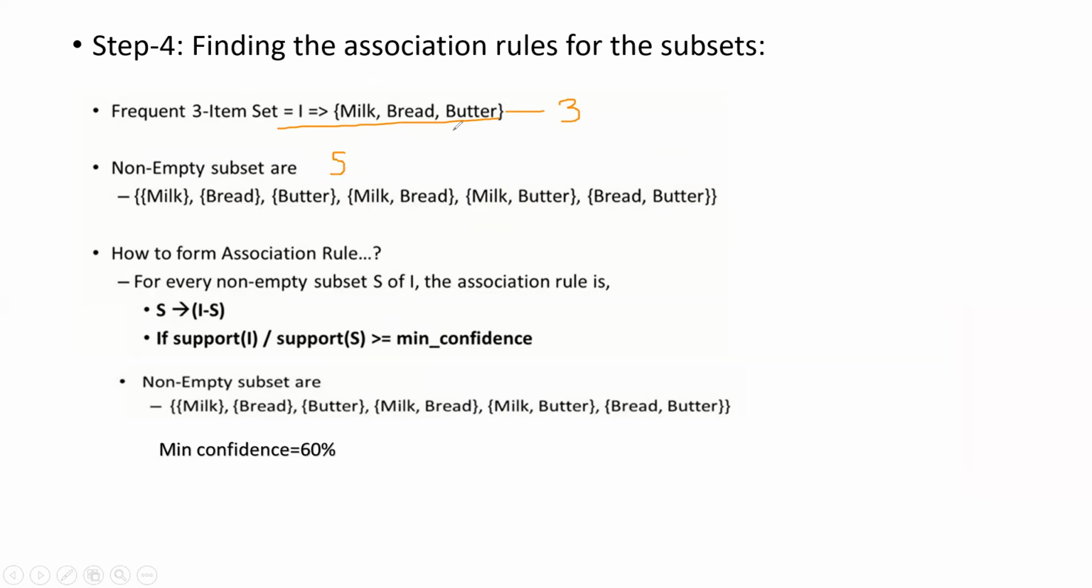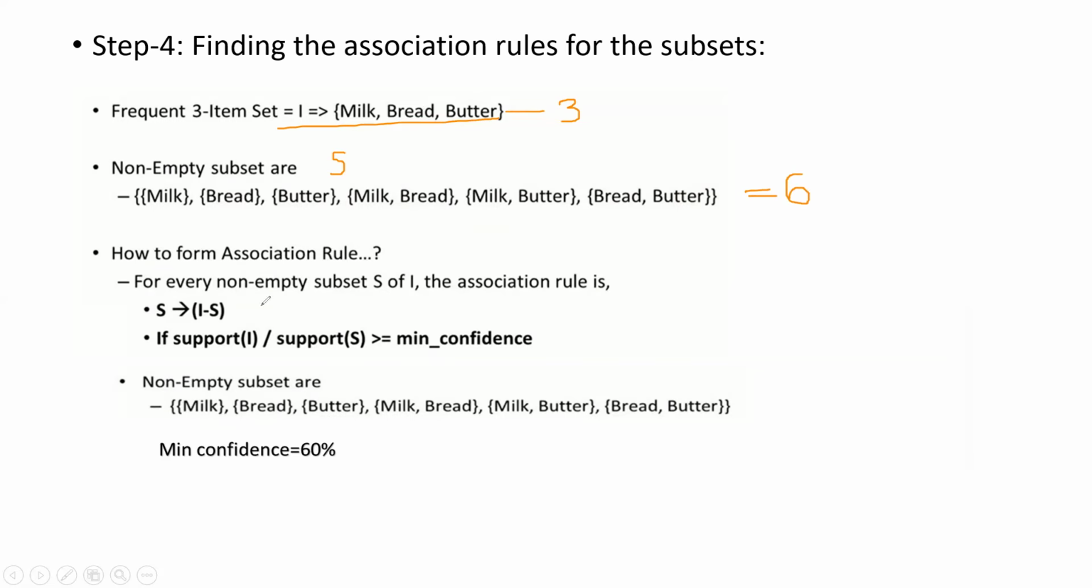From these 3, I can make the subsets as milk; bread; butter; then milk, bread; milk, butter; then bread, butter. Okay, that means we will get how many combinations? We will get 6. That means in our problem there will be 6 rules. Of these 6 rules, how many will be valid? How many will be invalid? Now we will find out.